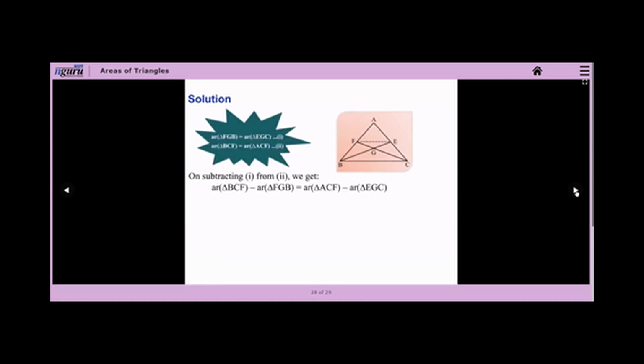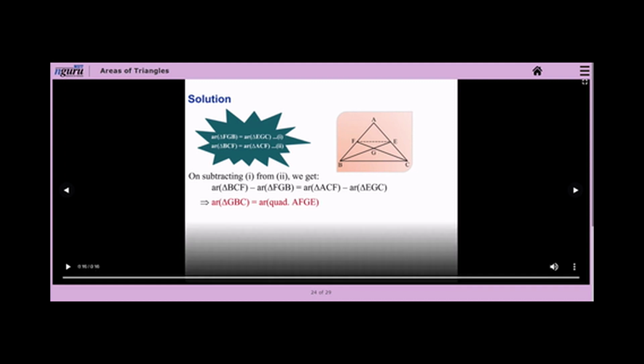Subtract equation 1 from equation 2. We get that the area of the triangle GBC is equal to the area of the quadrilateral AFGE. Did you understand? Yes, ma'am. Subtracting. Okay?